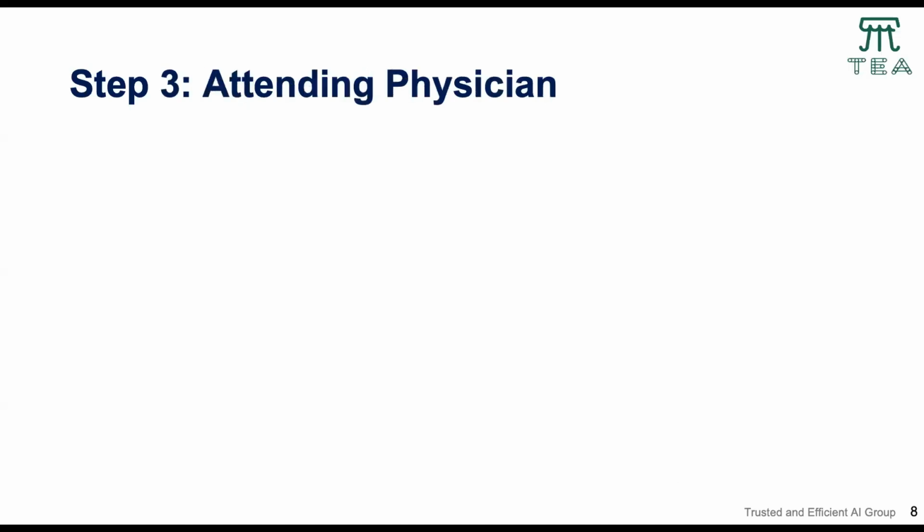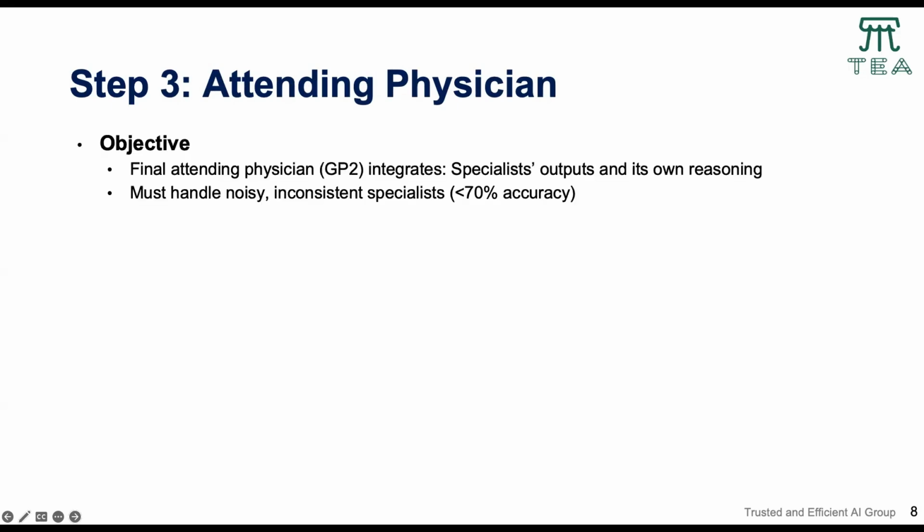The most challenging part of this paper is how to build a good attending physician, which is the doctor to drive the final conclusion. The objective of this step is to summarize over the specialist output and also combine it with this agent's own reasoning to get a final conclusion. And this agent must handle noisy and inconsistent specialists, for example, if they get less than 70% accuracy.